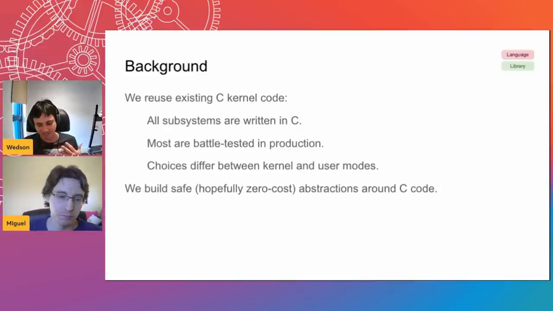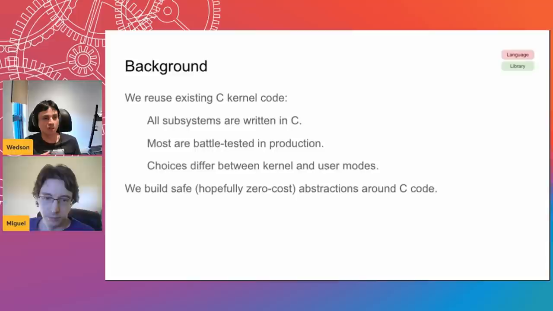So we reuse existing C code, and then people may ask, well, if we're using C code, what's the point of doing Rust? It would be no better. And as Miguel already pointed out in one of the previous slides too, what we are doing is building this safe and hopefully zero-cost abstractions around this C code.